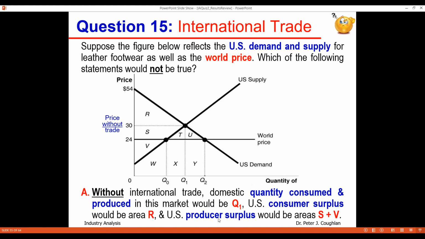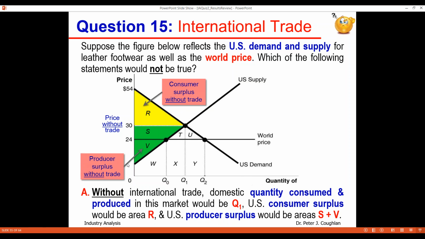What about consumer and producer surplus? Consumer surplus will be the area above the price but below the demand curve up to the quantity consumed, since consumers consume this quantity at this price. That is the consumer surplus without trade. Producer surplus without trade is the area below price and above the supply curve up to the quantity supplied. Therefore, consumer surplus is R, and U.S. producer surplus would be areas S plus V. So answer A is correct, is true. We want to find the one that is not true.